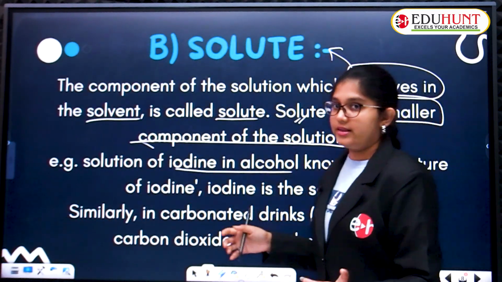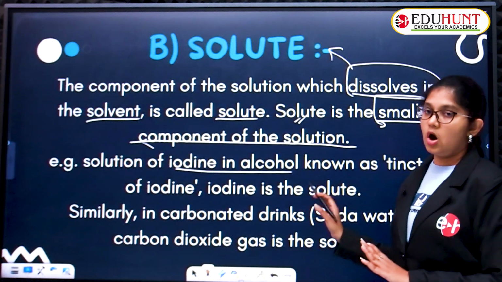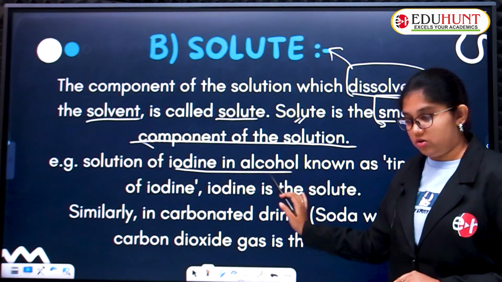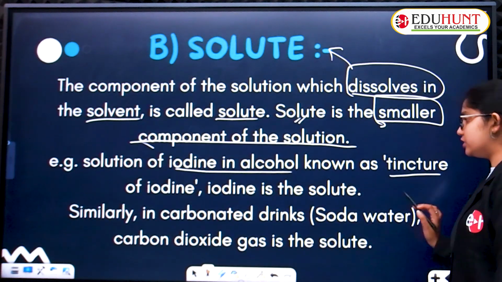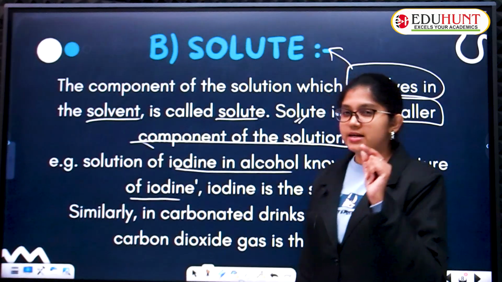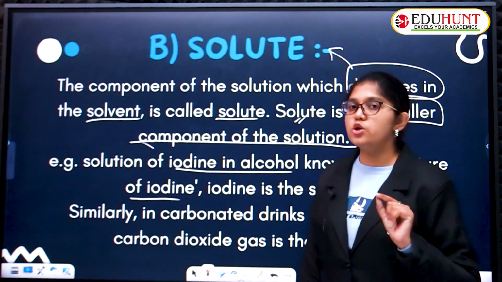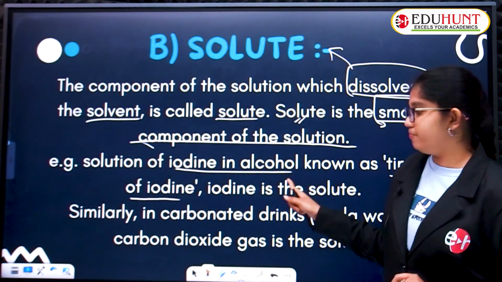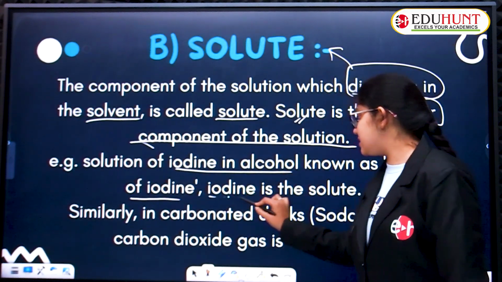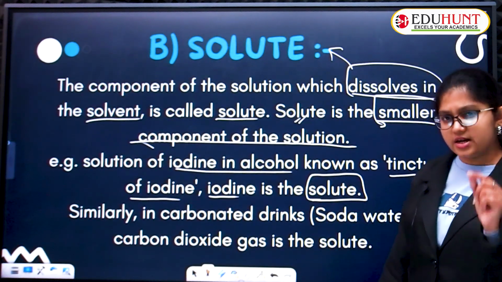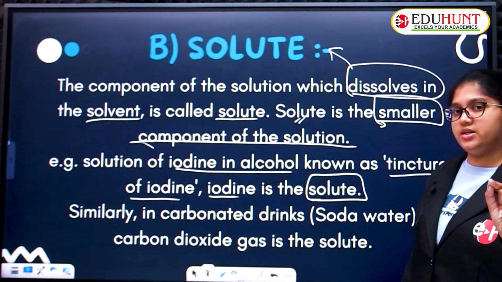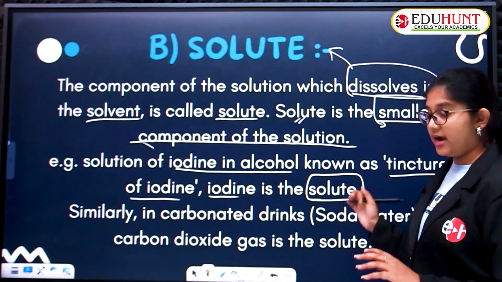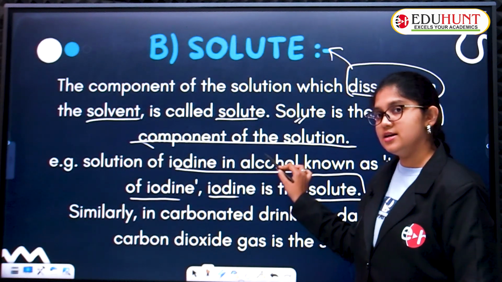So here we have taken the solution of iodine in alcohol. If you take iodine in alcohol, it is known as a tincture of iodine. There is a special word, children: tincture of iodine. A bit of iodine taken in alcohol is called tincture of iodine. In that case iodine is the solute, since it is the smaller component, and alcohol is the solvent. Very good.